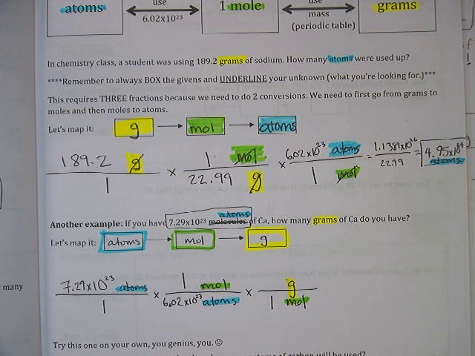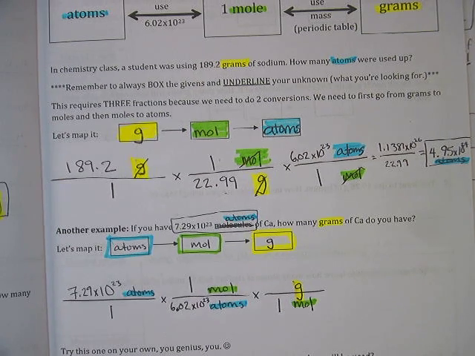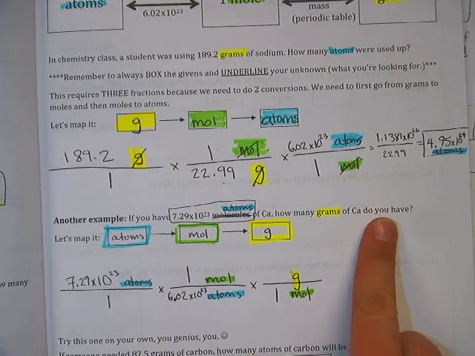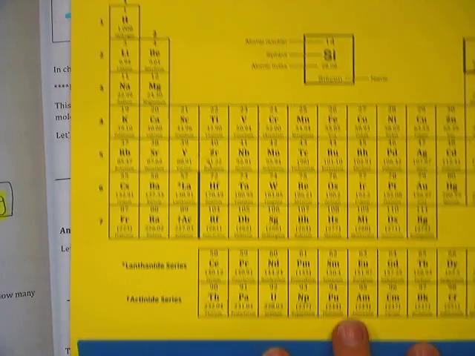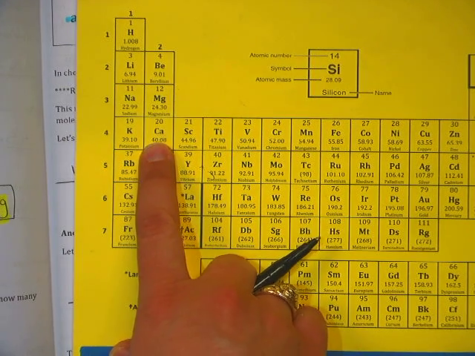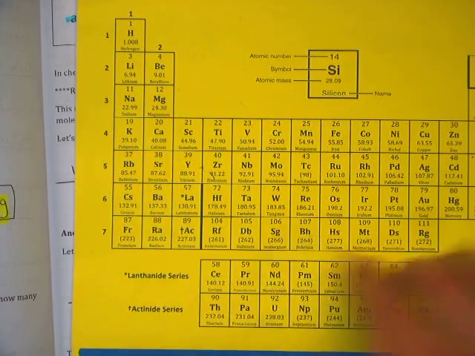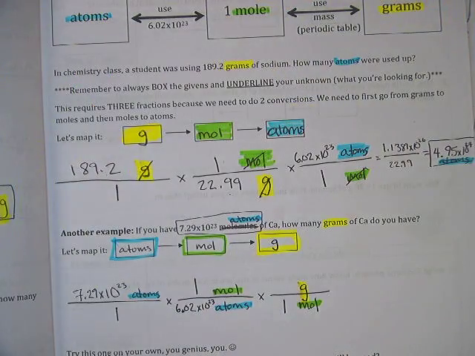What about grams? Where do I find my golden grams? The periodic table. Your conveniently yellow periodic table is where all your yellow gram numbers come from. What element are we looking for this time? Ca, calcium. Do I use the 20 or the 40.08? Use the 40.08.